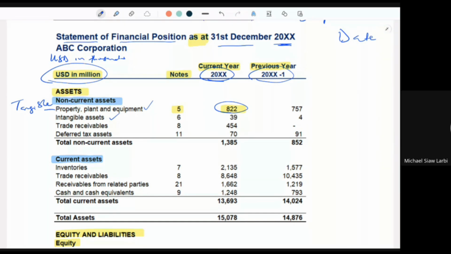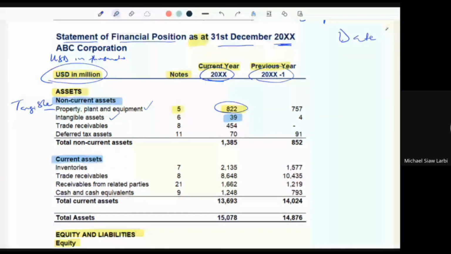Intangible assets are things like software. You can't see software with your eyes. Copyright, patent. These are all intangible assets. So it means that they have assets that you can't see with your eyes. Worth 39, but it's 39 what? $1 million, because this financial is in dollars, in millions. So it means this company has $822 million of property, plant, and equipment.